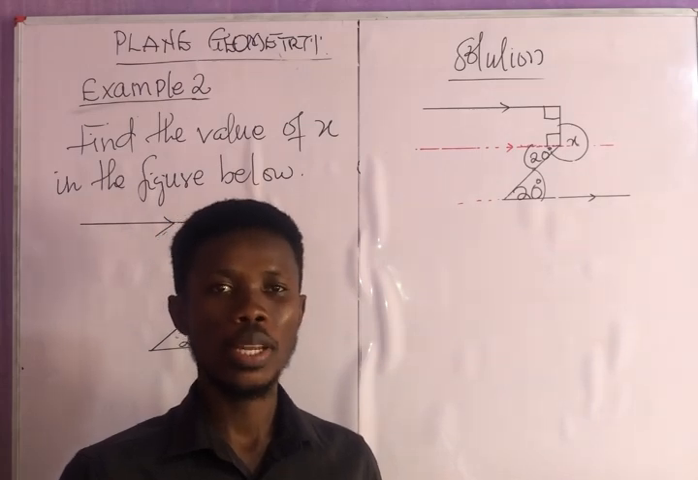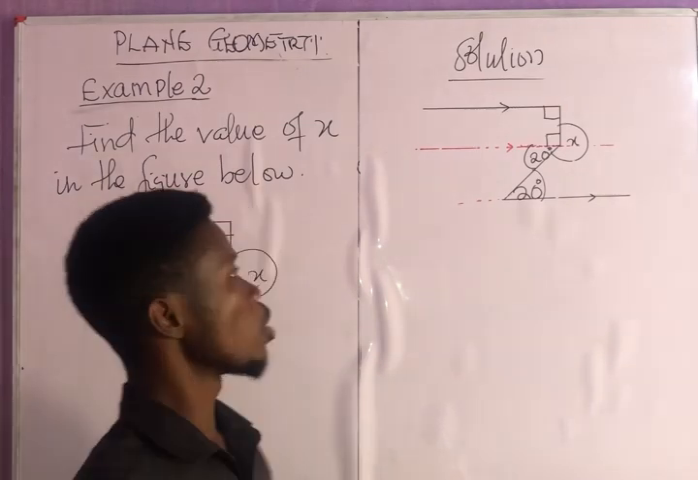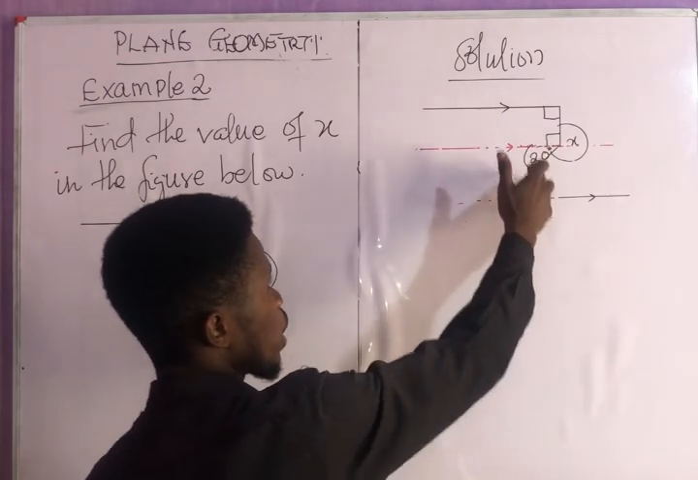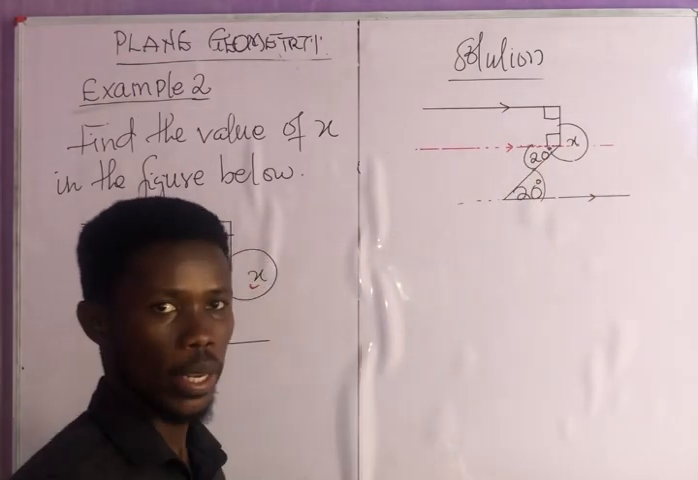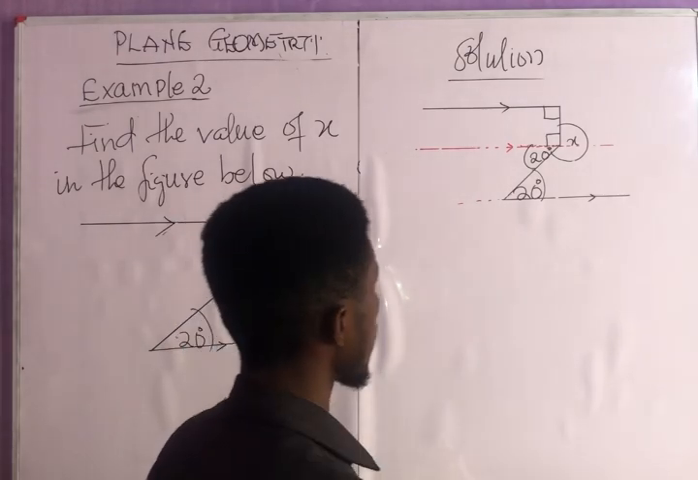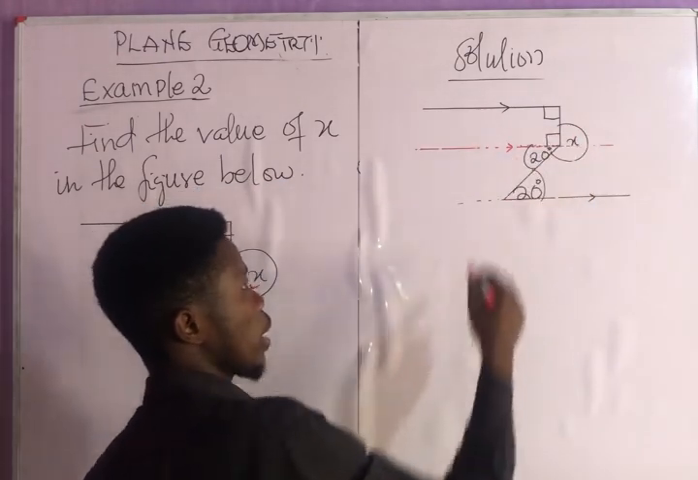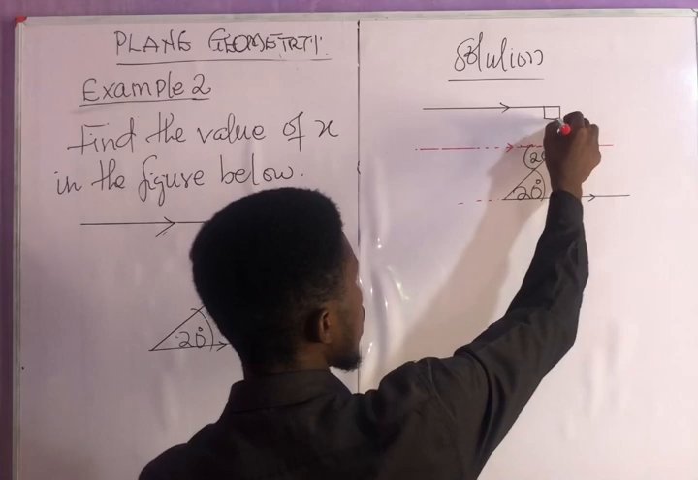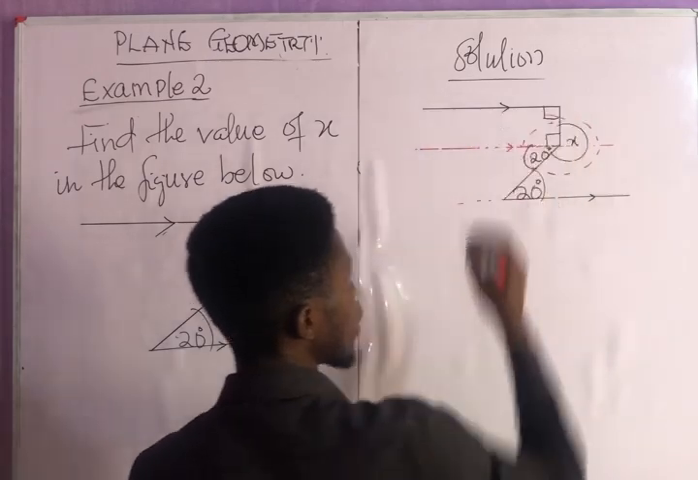So we are saying that alternate angles are equal. The property applied here is alternate angles. You could see that Z shape there. So if here is 20, here is 20. Now let's look at something. We are interested in this X, but you can see that there's a circle forming here.